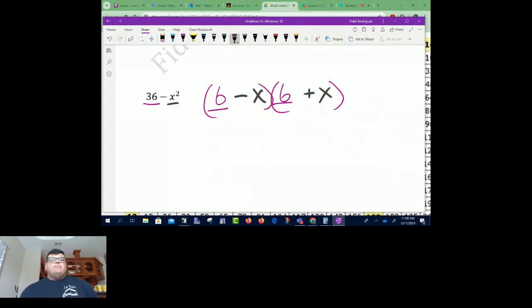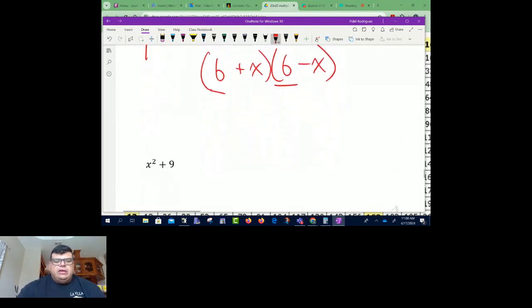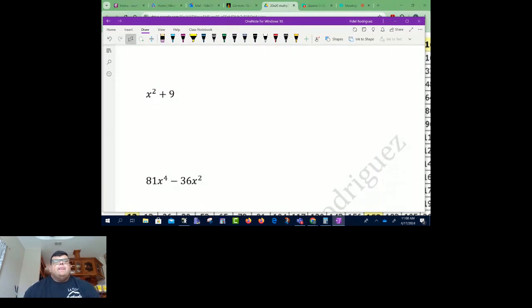Now, one thing I want to mention, it doesn't matter if you put the plus first and then the minus, or the minus first and then the plus. What is important in this problem is that the 36 came first, so the 6 has got to come first. But if you put the plus and then the minus, or the minus and the plus, it doesn't make any difference.